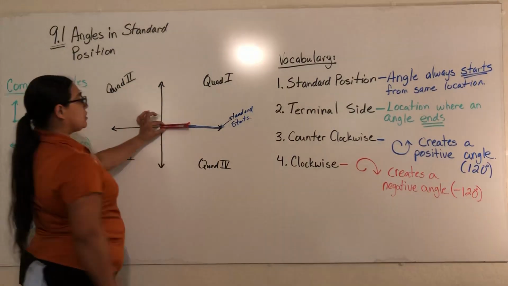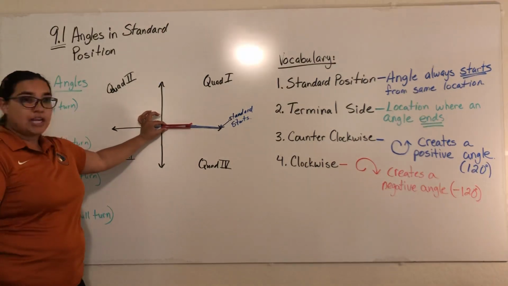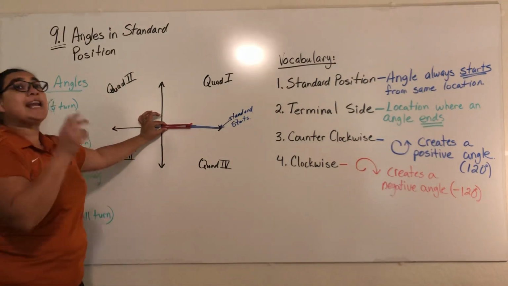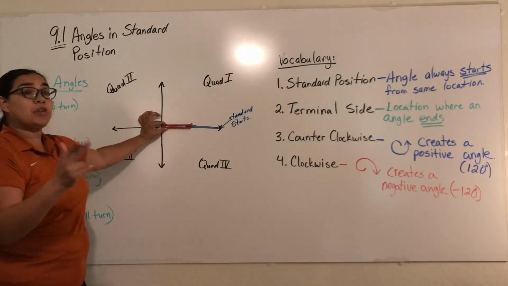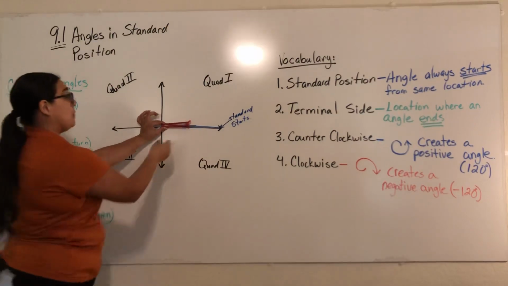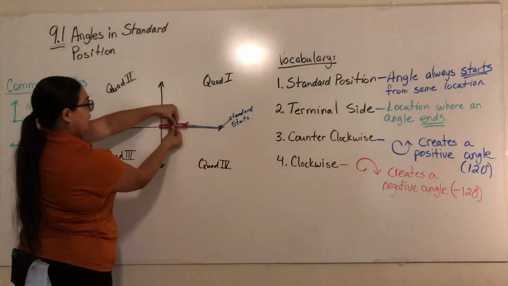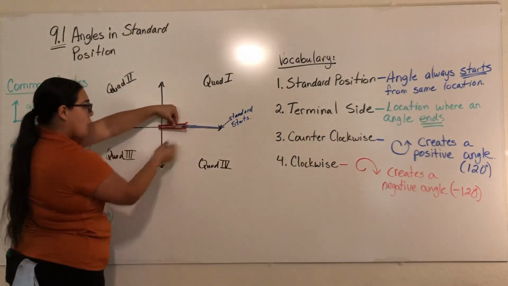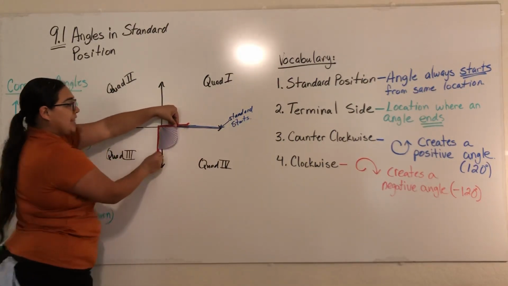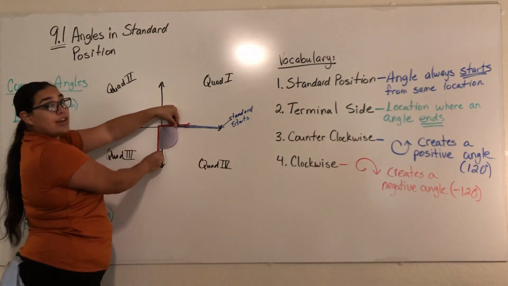So you're still starting to make your angle from the same location right here, but now you're moving it in a clockwise motion. This is going to produce a negative angle. Same thing, you could make a negative 90-degree angle simply by starting here, but moving in a clockwise position. Technically, that is a negative 90-degree angle right there.